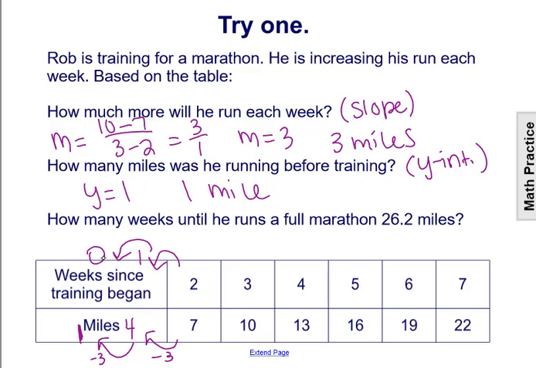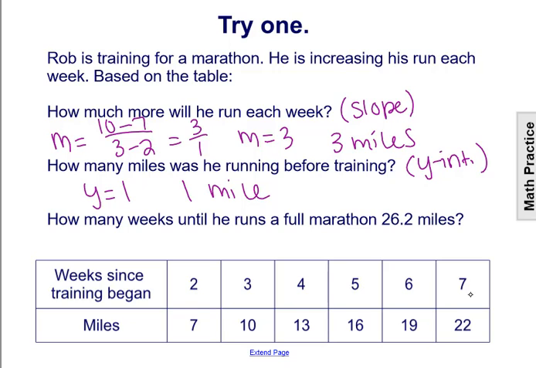Now, because we know this information, we can predict how many weeks until he runs a full marathon at 26.2 miles. So we need to continue the table on, since the table tells us that after 7 weeks he'll be running 22 miles. So now we continue that slope of adding 1 week at a time.